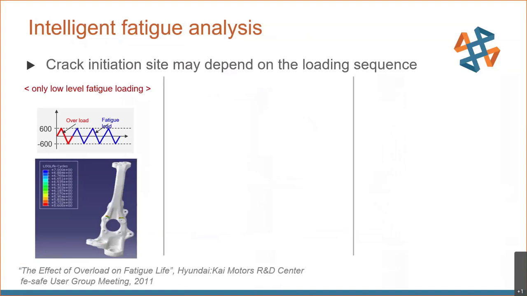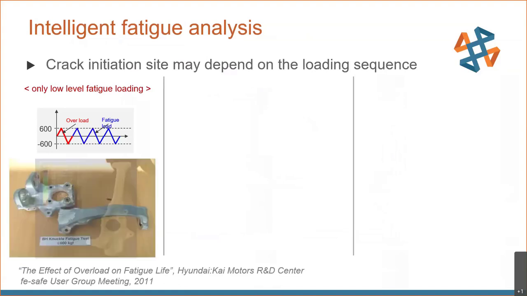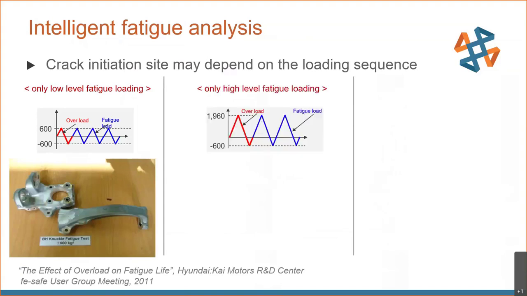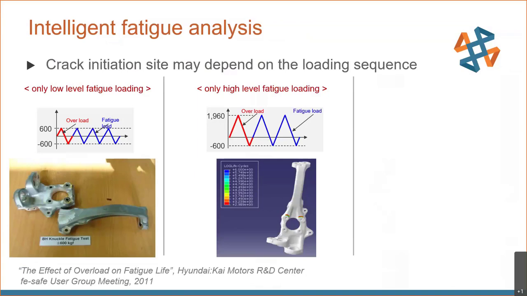And this is where the part actually failed during tests. The second scenario was to scale the load up to imitate the load applied at the point where the vehicle hit a curb. So there again, you see the high loading from that, and that would be repeated. And again, as you probably suspect, the FeSafe predicted that failure as well.